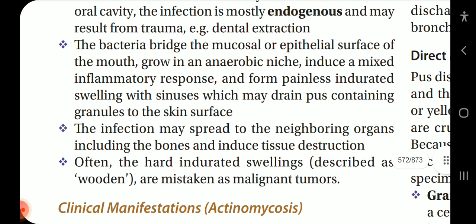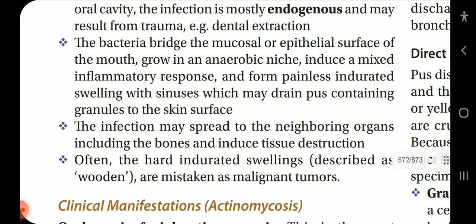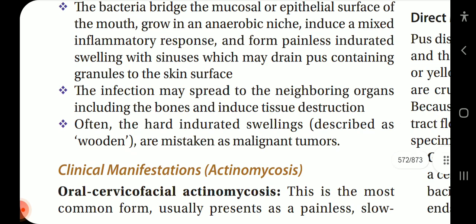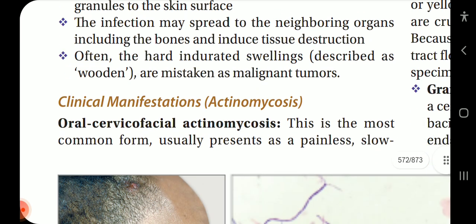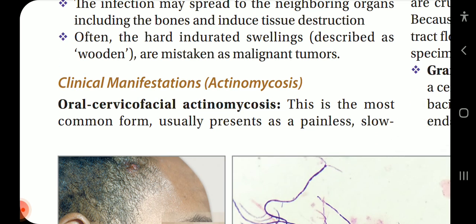The bacteria bridge the mucosal or epithelial surface of the mouth, grow in an anaerobic niche, induce a mixed inflammatory response, and form a painless indurated swelling with a sinus which may drain pus containing granules to the skin surface. The infection may spread to the neighboring organs, including the bones, which induces tissue destruction. Often, the hard indurated swelling, described as wooden, is mistaken for a malignant tumor.